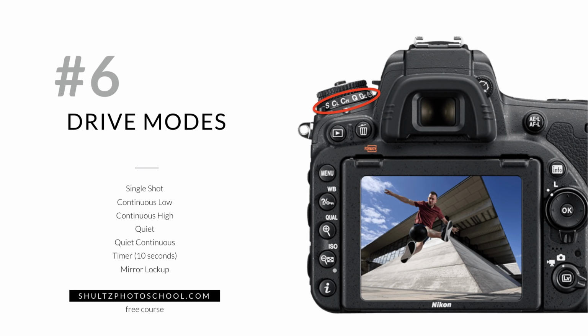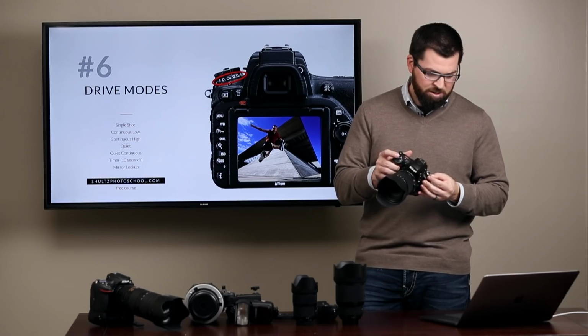High is 6.5 frames a second. Low, you can set what you want. Then you go to quiet, quiet continuous, the timer, and then the mirror lockup. So that's your drive modes.